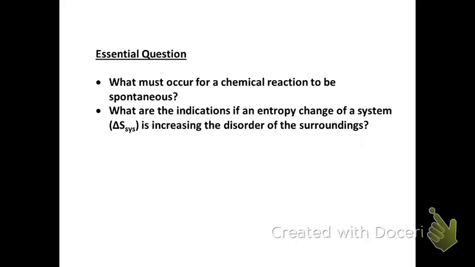Okay, in part 2, we're going to go ahead and address this last essential question: what are the indications that an entropy change of a system is going to increase the disorder of the surrounding environment? So how do we know? If we look at a chemical process, how can we tell if the entropy is going to increase, leading to a more spontaneous process? So that's what we're going to address.